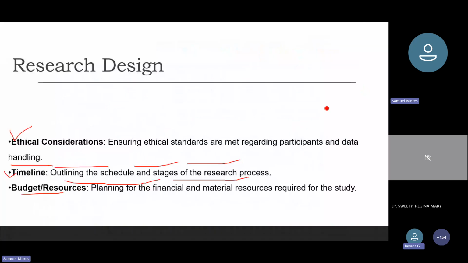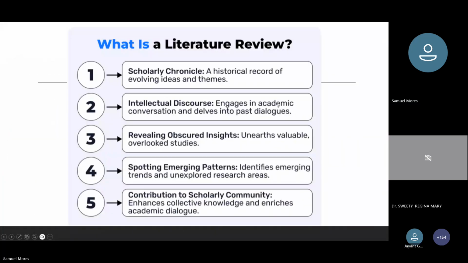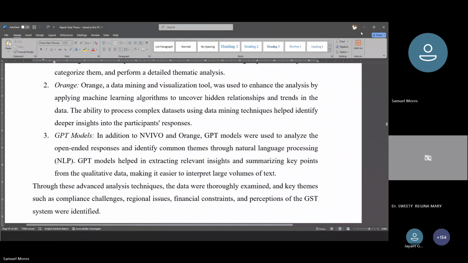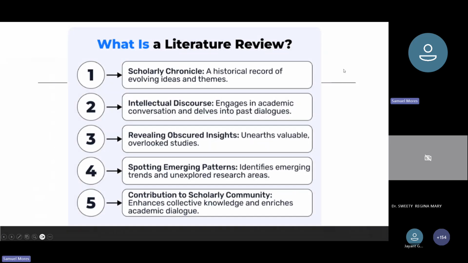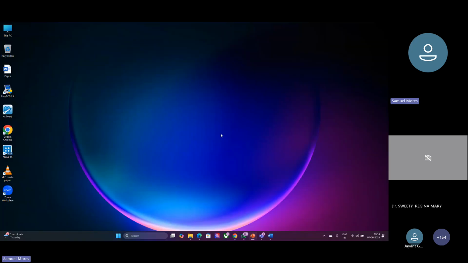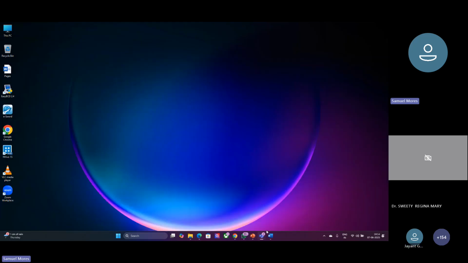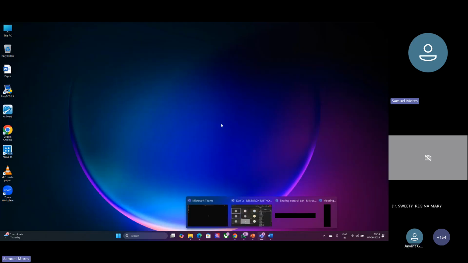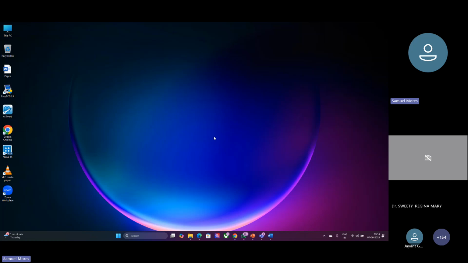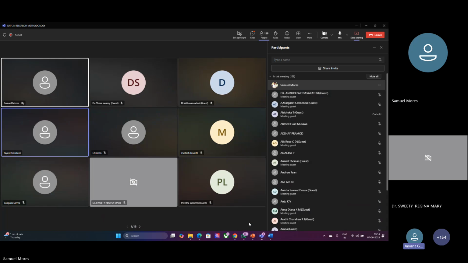Okay, sir. And what was the first one, sir, above Orange? That is NVivo. So this is a qualitative study, no, sir? That's why NVivo is used. If it is quantitative analysis, probably I will use SPSS or AMOS.